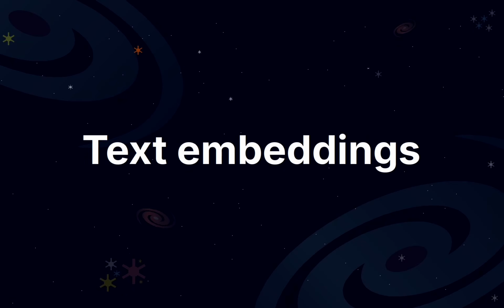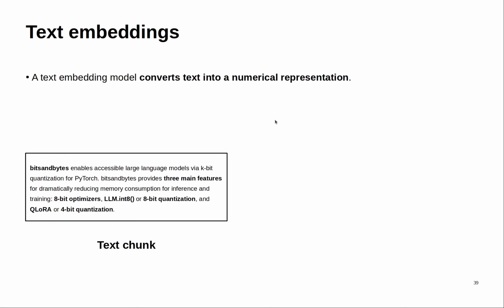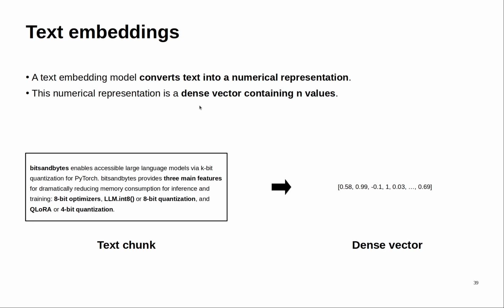In this video, you will learn about embedding models. We will use them to turn the text chunks and questions we created earlier into numerical representations that a computer can understand. A text embedding model converts text into a numerical representation. For example, if we give a piece of text to an embedding model, it returns a list of numbers. This list is called a dense vector and it contains n numbers.